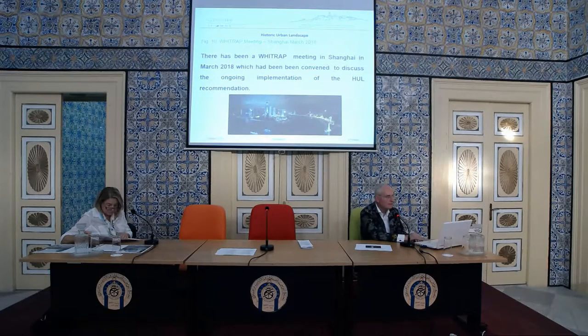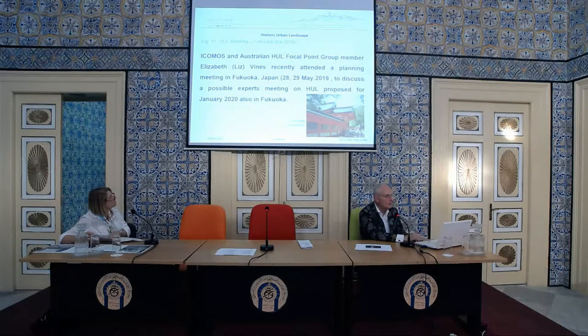There has been a WITRAP meeting in Shanghai in March 2018, which had been convened to discuss the ongoing implementation of the HUL recommendation. ICOMOS and Australian HUL focal point group member Elizabeth Wines recently attended a planning meeting in Fukuoka, Japan on the 28th and 29th of May in 2019 to discuss a possible experts meeting on HUL proposed for January 2020, also in Fukuoka in Japan. And this is also our president, Toshi Kono. He is one of the organizers.